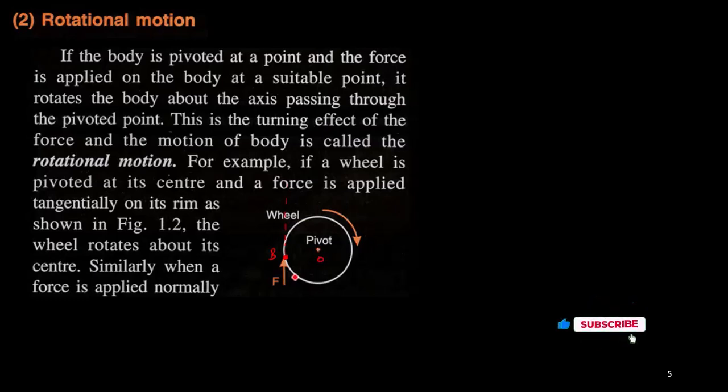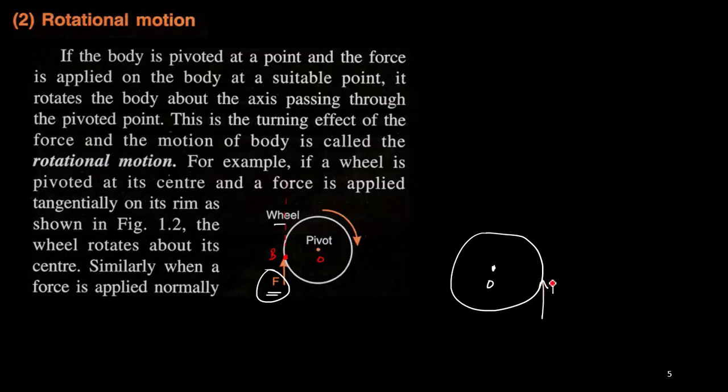Once the force does not pass through the point O, the wheel will rotate. This is called the turning effect of the force. This force is used to produce the turning effect, because of which the wheel will rotate. Let us say this is the body, and this is the point O. I am applying a force over here. The direction of the force is in this direction, so it is not passing through the point O.